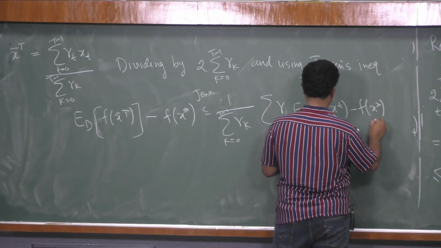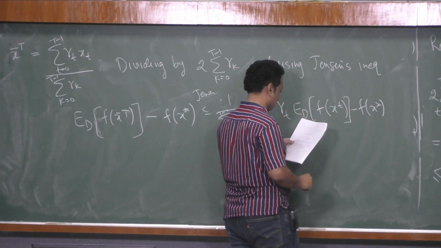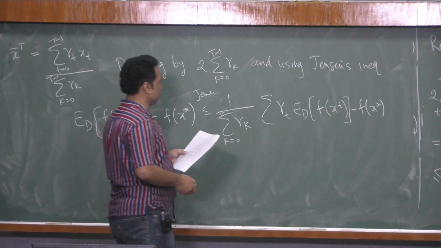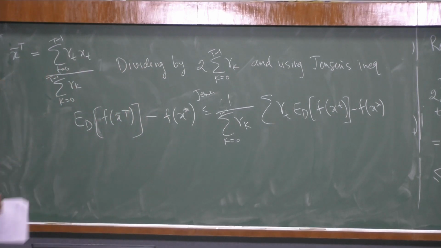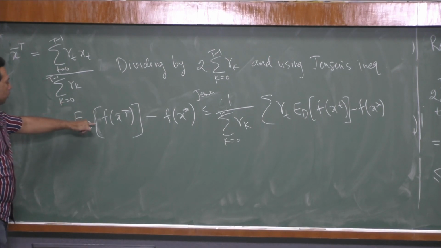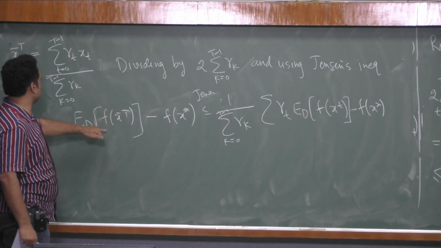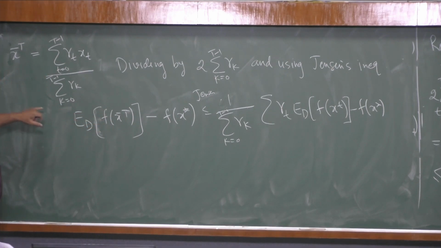So what we have done is that we have divided throughout by this term. So when we divide it throughout by that term, then we have this, and you can try to prove this.